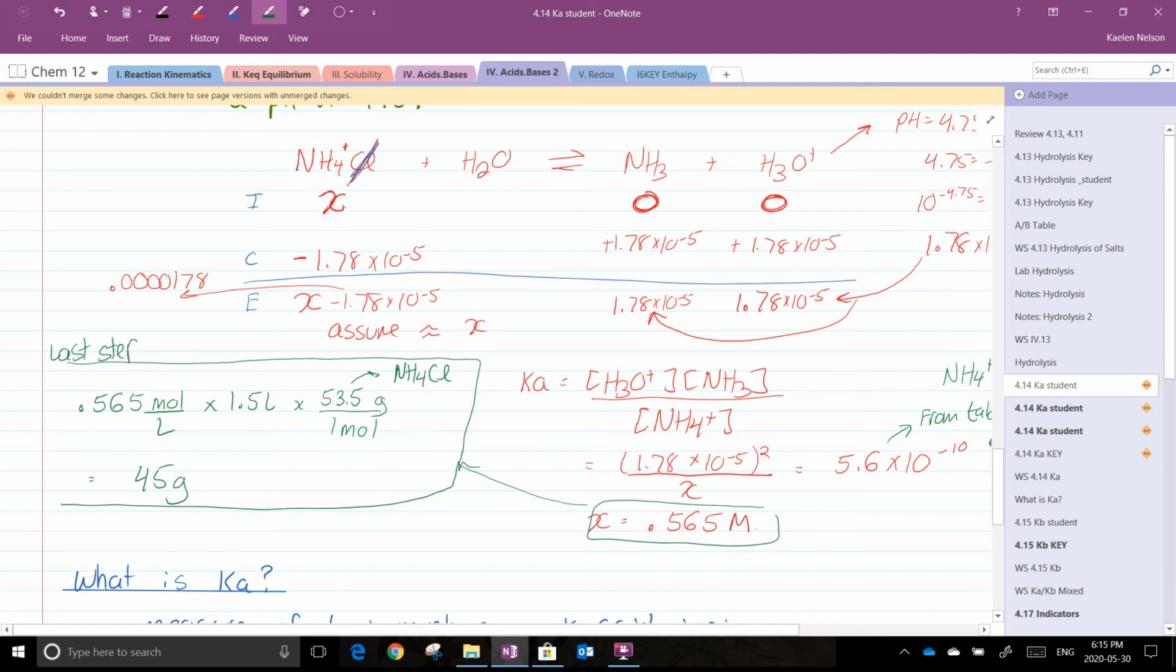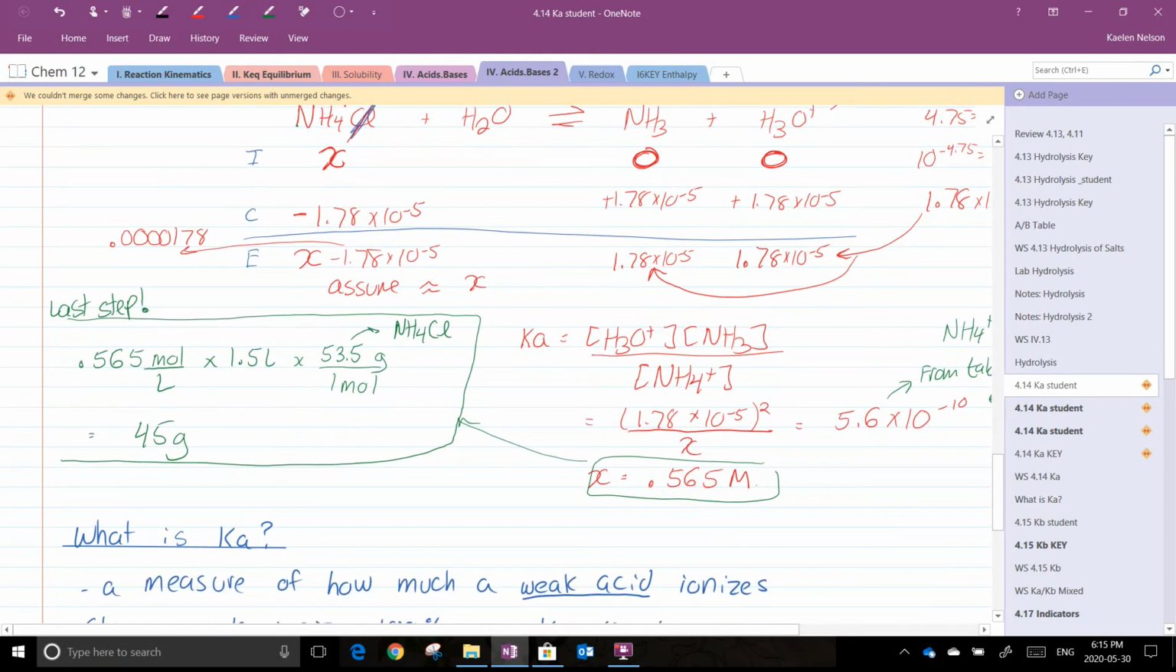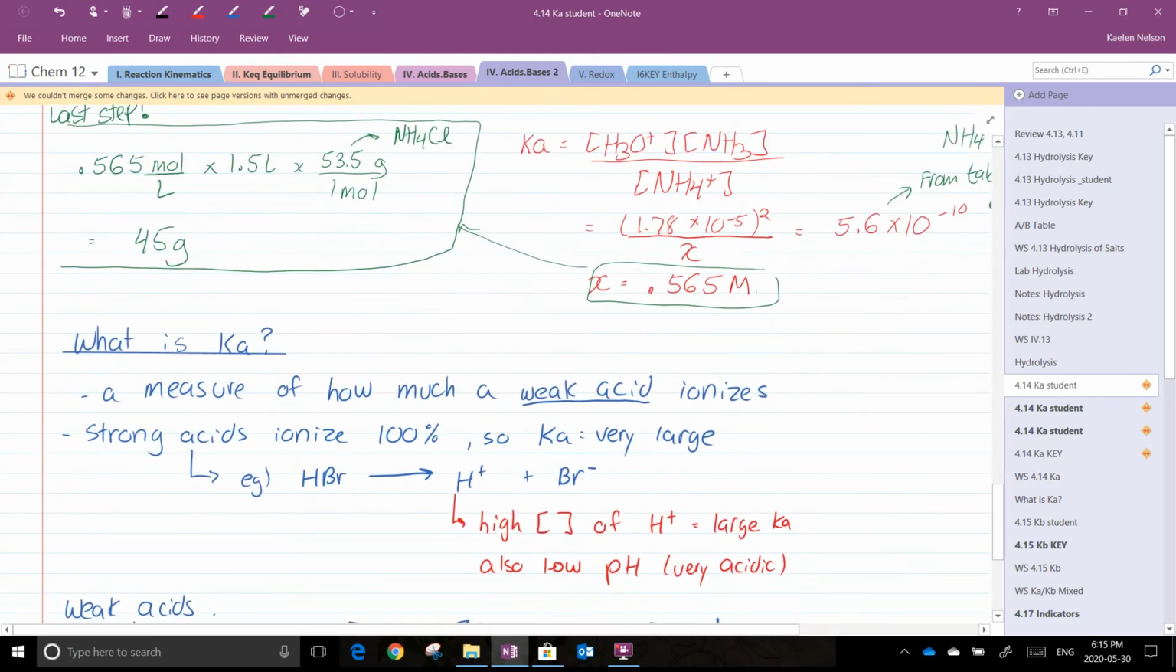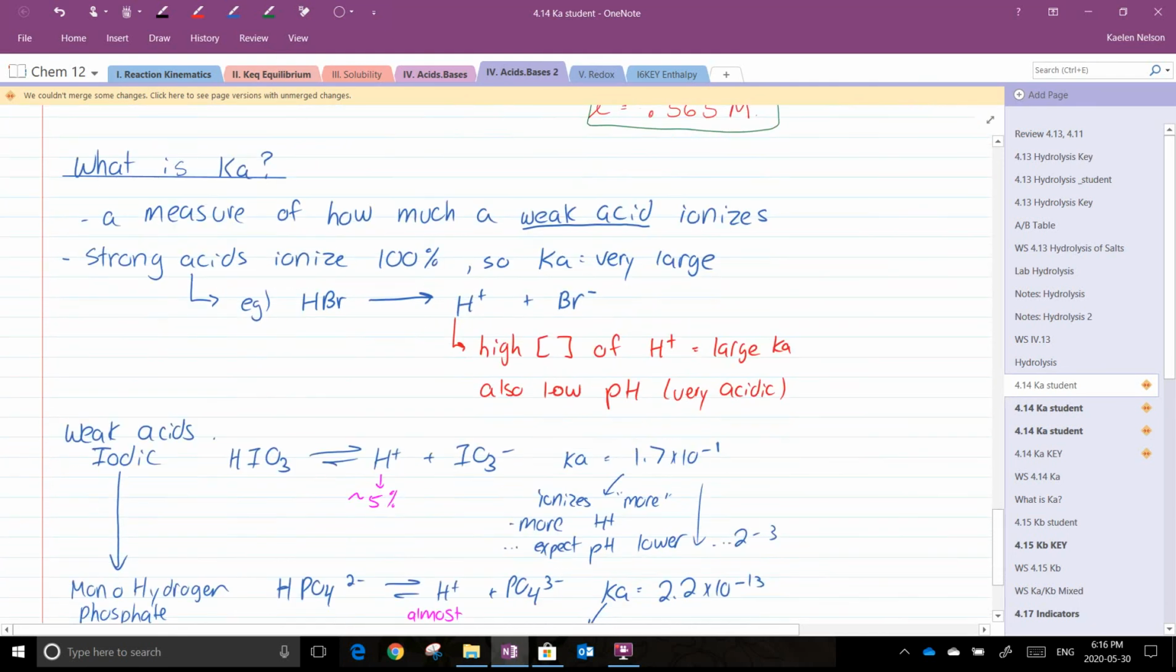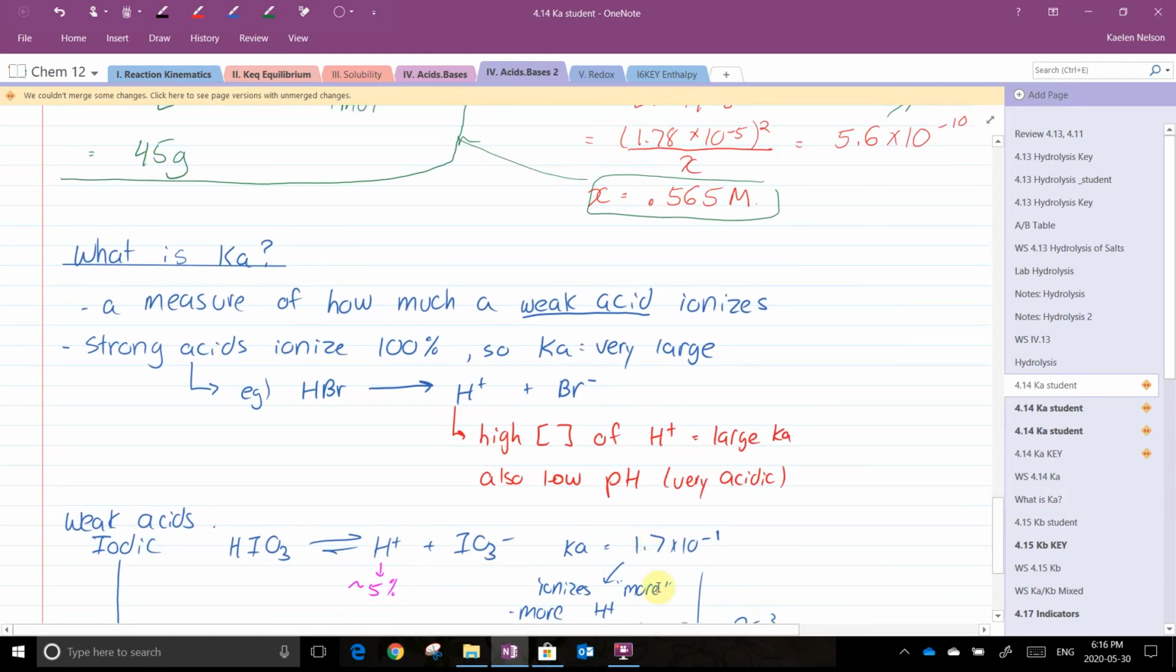It's a little bit squashed in there. Okay, so in my last step, I used my molarity and found 1.5 liters and the mass per mole, grams per mole, and discovered that I should have 45 grams. Okay, I also left you with a little explanation that can help you with what is Ka, so you can feel free to have a read through that. And that should take you to everything you need for your worksheet 4.14.